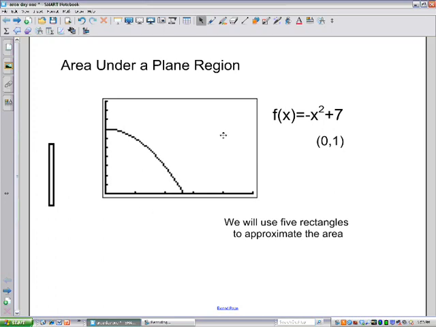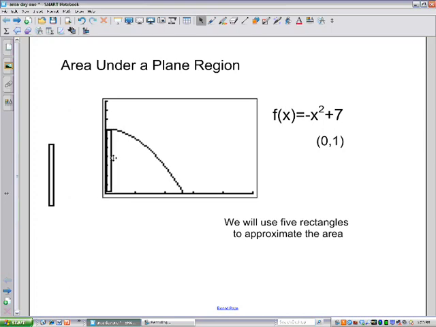So we're going to try to find the area underneath the curve. Okay, find the area underneath the curve, and this is the curve. It's f of x equals negative x squared plus 7. We're just going to look at the area between 0 and 1. We're going to try to find that area. And we're going to do it with just 5 rectangles for right now.